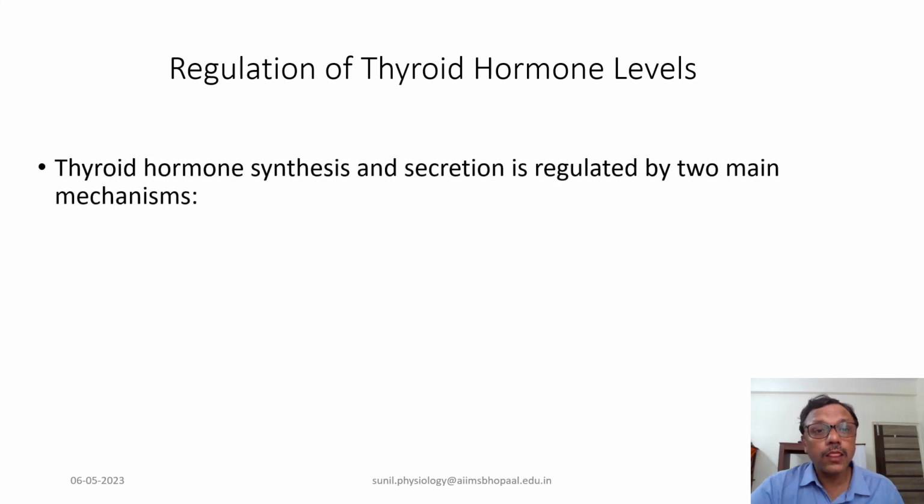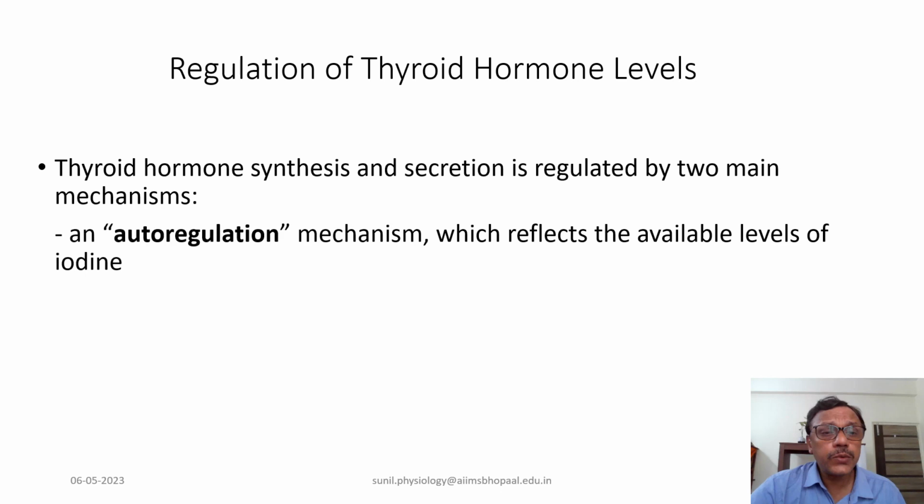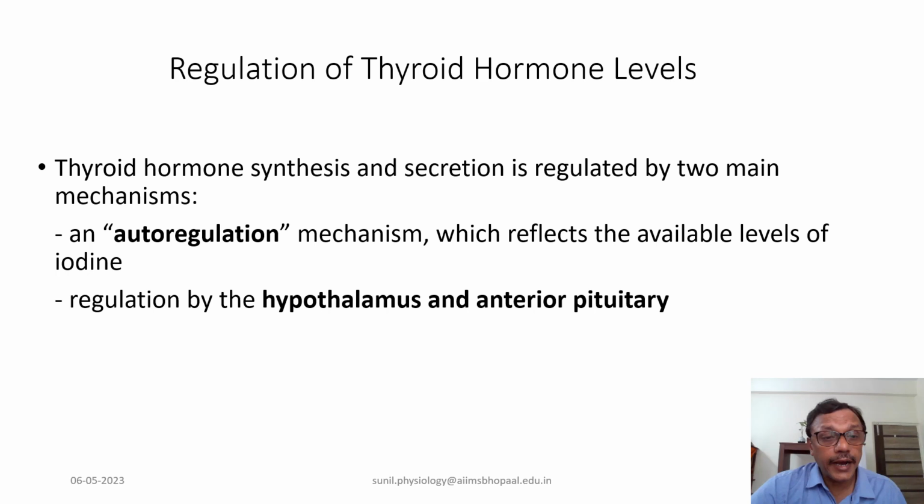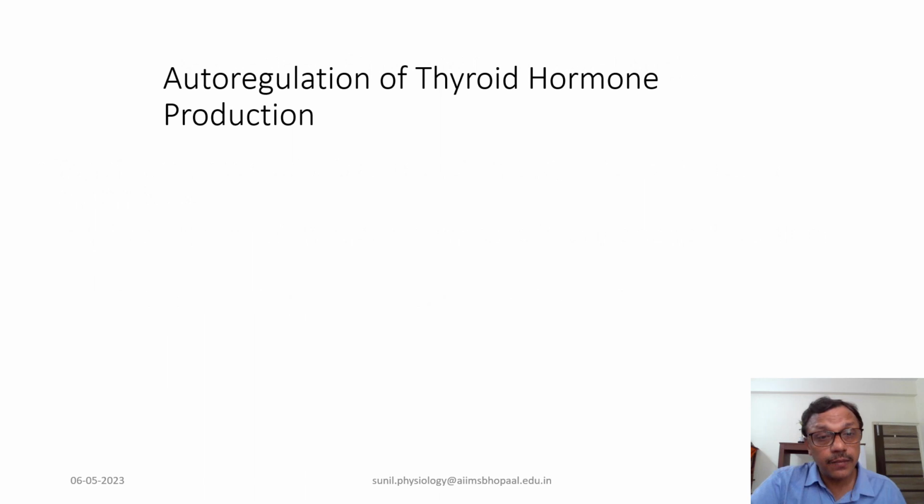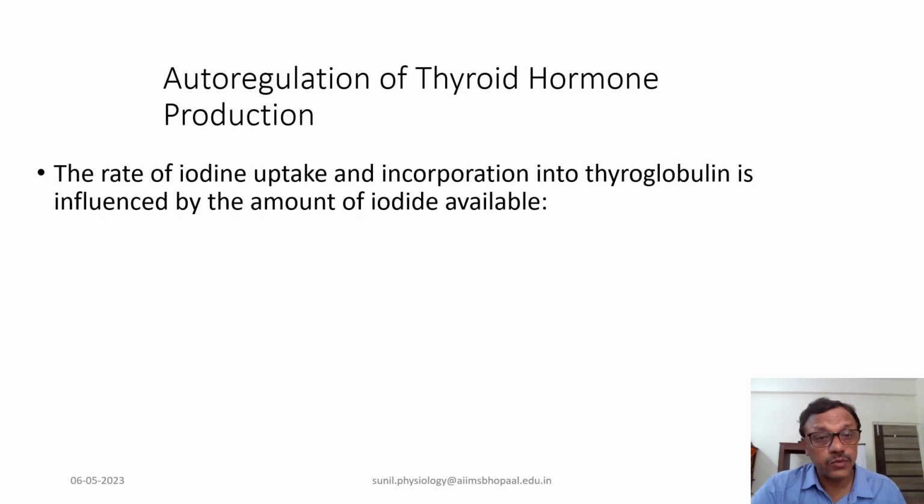Now the T3 and T4 hormone production by the thyroid gland is regulated by two main mechanisms. One is the auto-regulatory mechanism, which reflects the availability of iodine ion, and secondly, it is regulated by the hypothalamus and anterior pituitary. So we are going to see what is auto-regulation of the thyroid hormone. The rate of iodine uptake and incorporation into the thyroglobulin is influenced by the amount of iodine available.